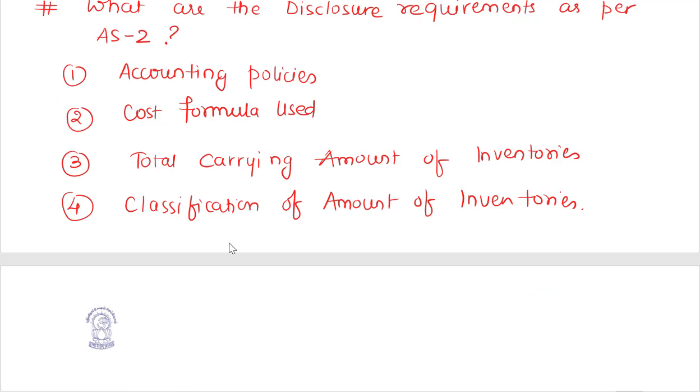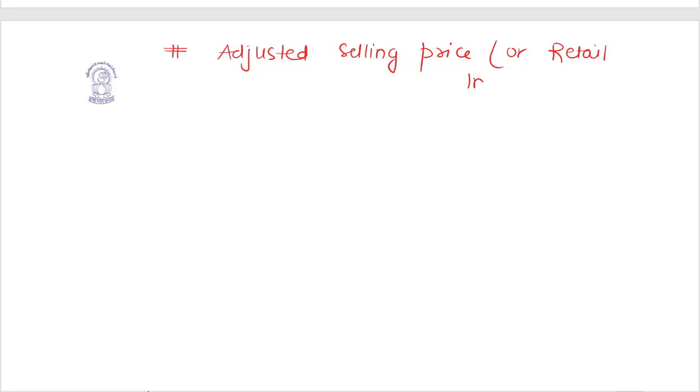Let us move ahead now. The next topic is, just write this theory: adjusted selling price or retail inventory method.